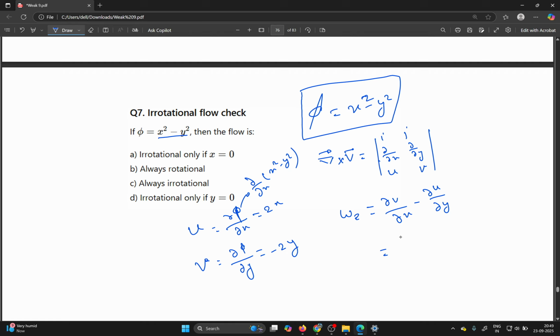So now del by del x, and you have 2x, minus del by del y, and you have minus 2y. So it is 2 and minus 2. You will get 0. So this is your irrotational flow. This function is showing the irrotational flow.